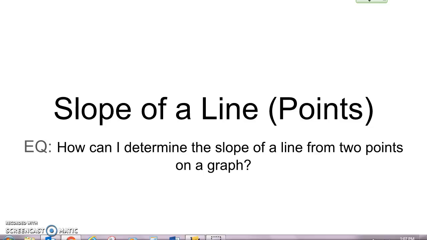So the title for today on the next clean sheet of notebook paper is Slope of a Line, and then in parentheses put points. And then the EQ for today: how can I determine the slope of a line from 2 points on a graph? Hit pause and set up your notes for today. When you're ready to move on, hit play.